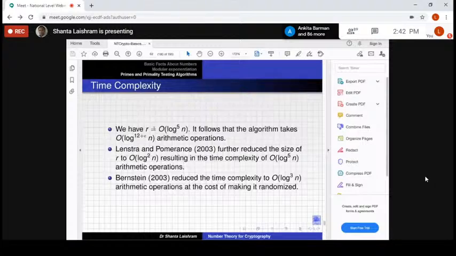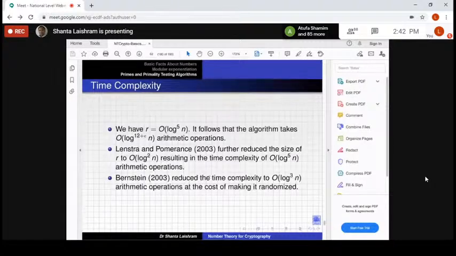So the way we find R, we can find R in log n power 5 steps. Because of that, the algorithm requires log n to the power 12 plus epsilon arithmetic operations. So it's not good in practice. Now Hendrik Lenstra and Carl Pomerance further reduced the size of R from log power 5 to log square. So the time complexity finally is now log power 5. Still, this is not that fast.